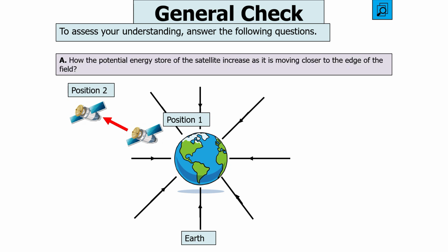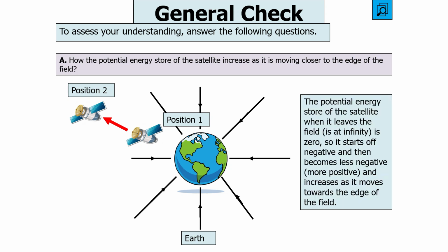How can the potential energy store of the satellite increase as it's moving closer to the edge of the field? The potential energy store of the satellite when it leaves the field, when it's at infinity, is 0, so it starts off negative and becomes less negative or more positive and increases as it moves towards the edge of the field.